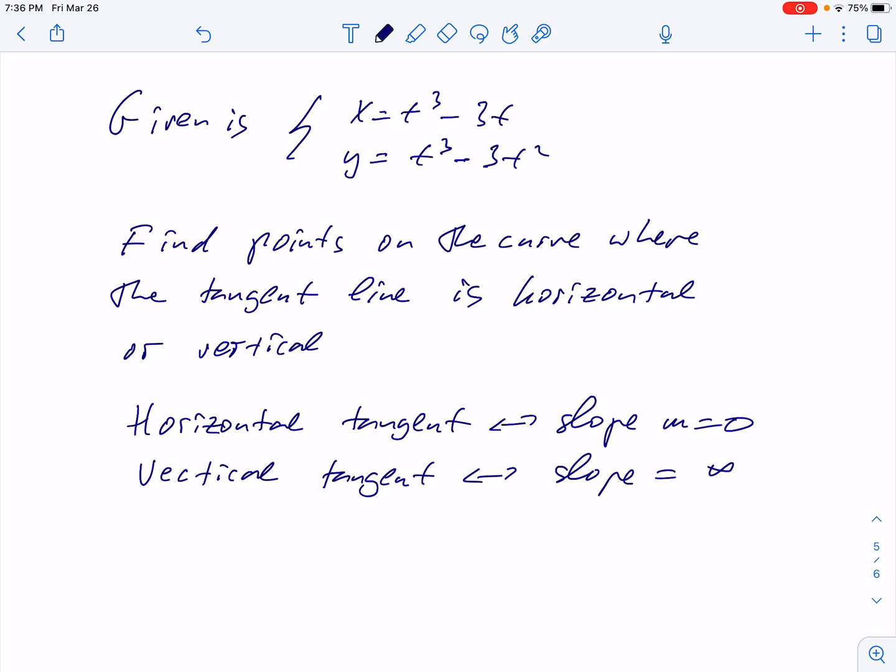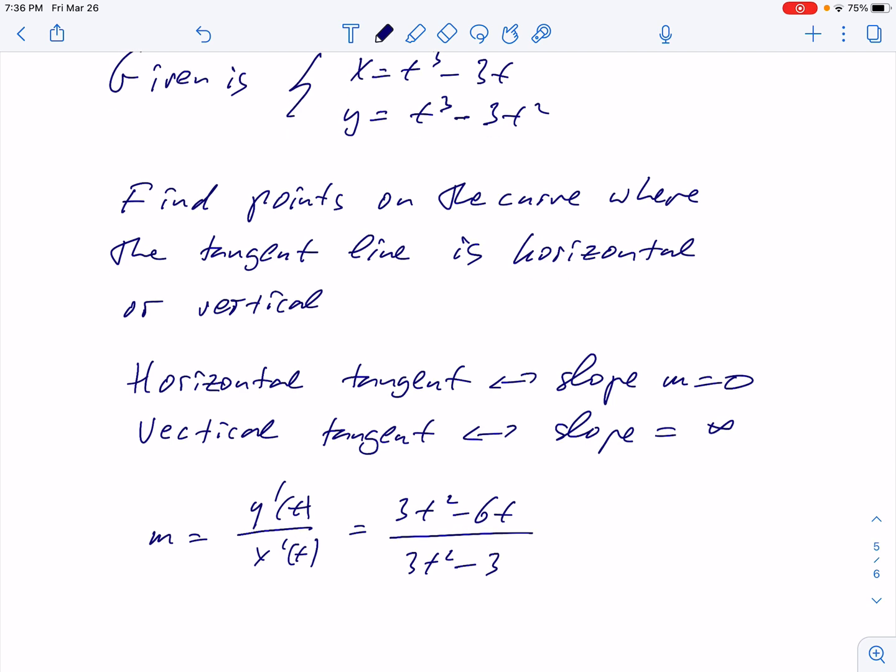And now remember how we find the slope. The slope is y prime t over x prime t. Here, for our curve, y prime will be 3t squared minus 6t, and x prime is 3t squared minus 3. Look, we can reduce by 3. I can divide top and bottom by 3. This will be written t squared minus 2t, and below we have t squared minus 1.